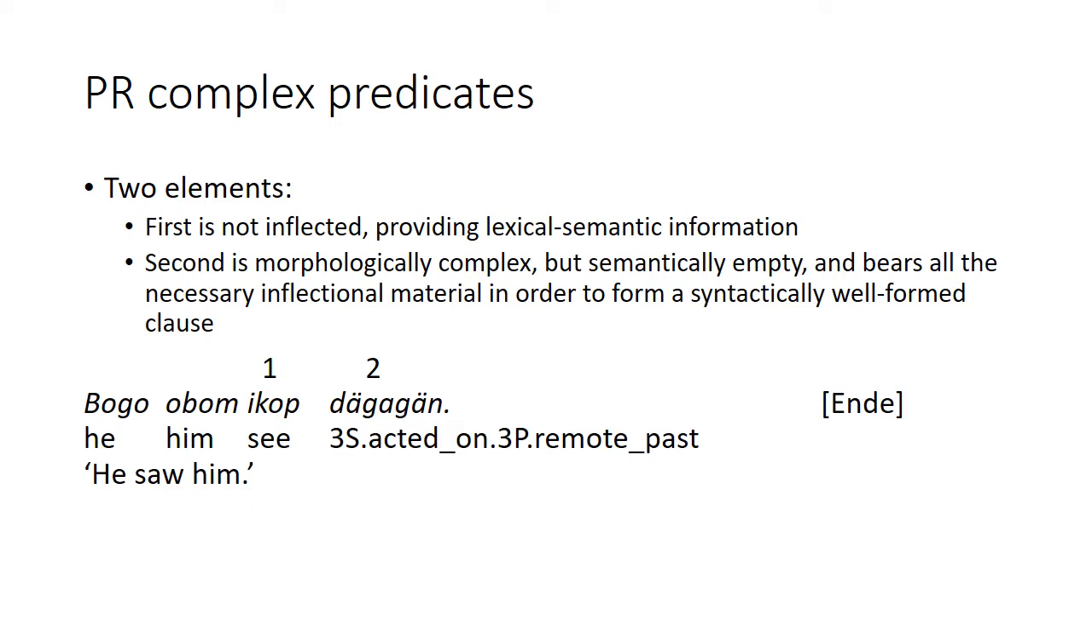Underneath the number 1, you see the word ikop, which gives the meaning of sea. And then you have tegagan, which is a morphologically complex element that has the prefixes and suffixes that indicate the remote past, as well as the fact that this is a third-person singular subject acting on a third-person singular patient. And the translation for this is, he saw him.